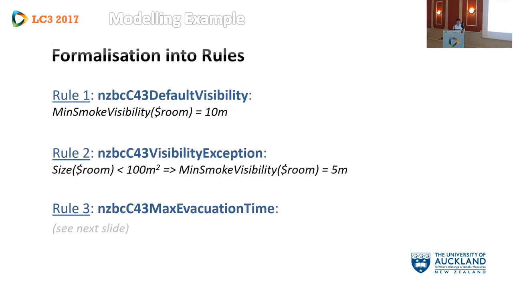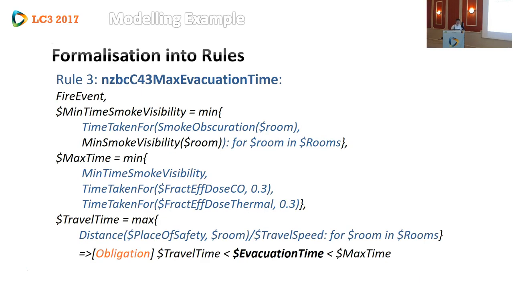So we have three rules. Rule one is a default visibility in the room, which is 10 meters. Rule two is an exception: if a room is less than 100 square meters, then the visibility can be 5 meters. And the third rule, which is a bigger rule, establishes the maximum time that is allowed for evacuation.